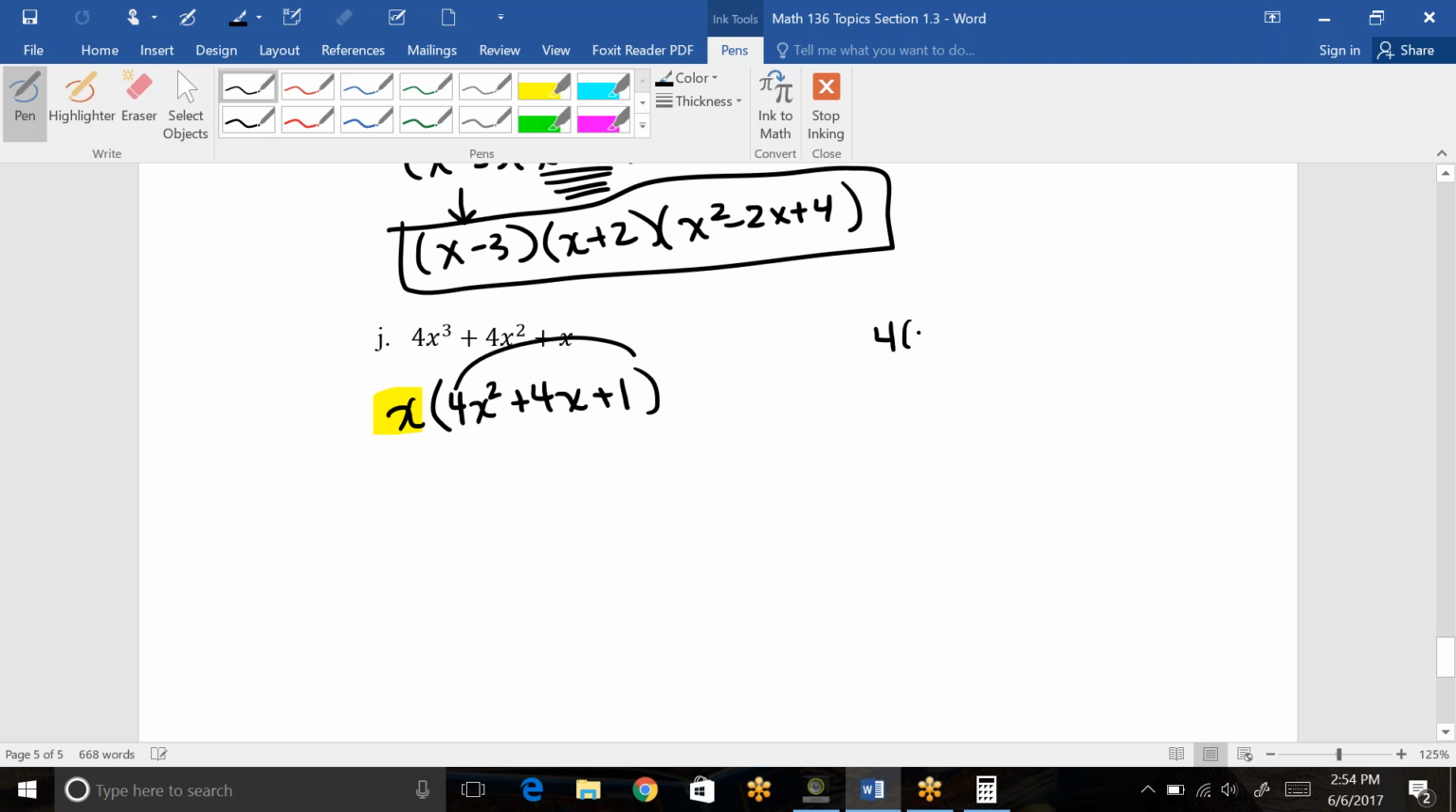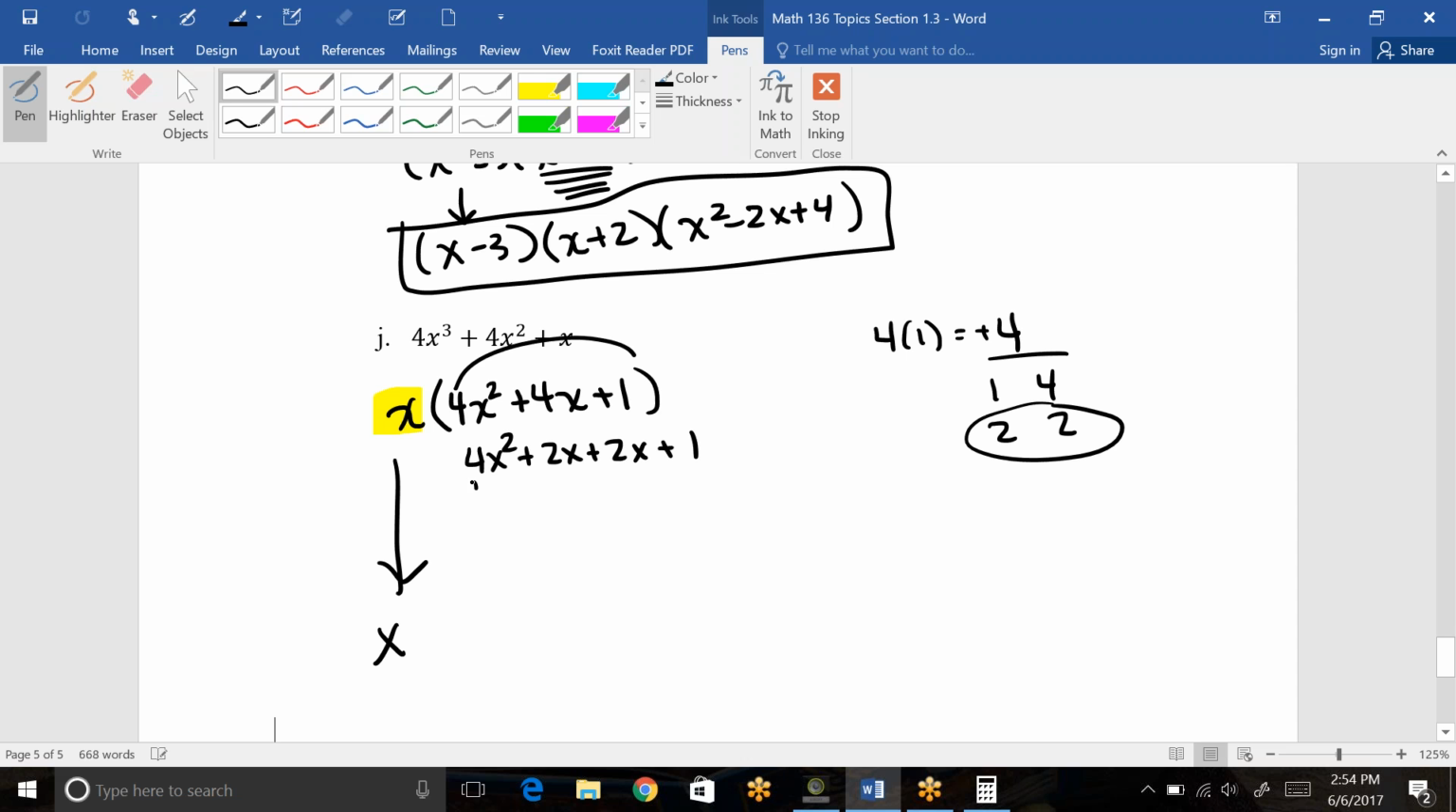This would be 1 times 4 and 2 times 2. To add to 4, since this is a positive 4, you would need the 2 and 2. So I'm going to bring my x down. This would be 4x squared plus 2x plus 2x plus 1. Pull a 2x out of the first pair. The second pair have nothing in common, but you have to pull out something, so we pull out a positive 1 since this leads with a positive.